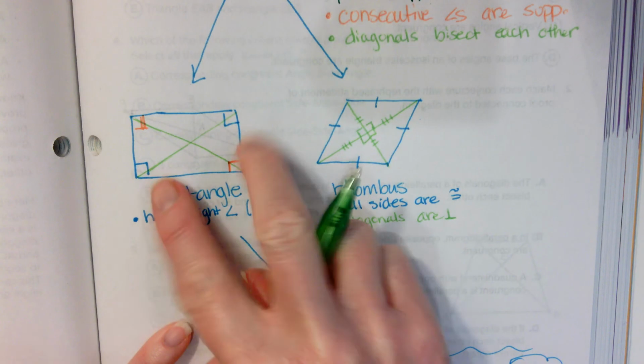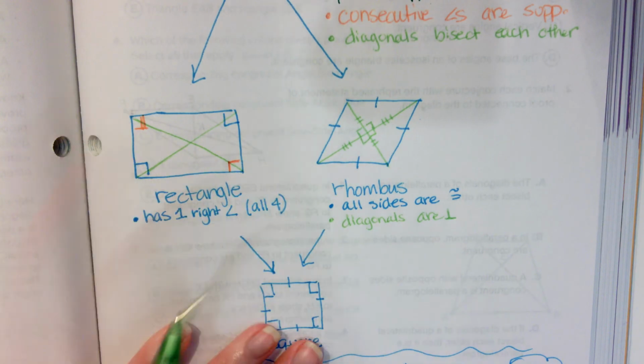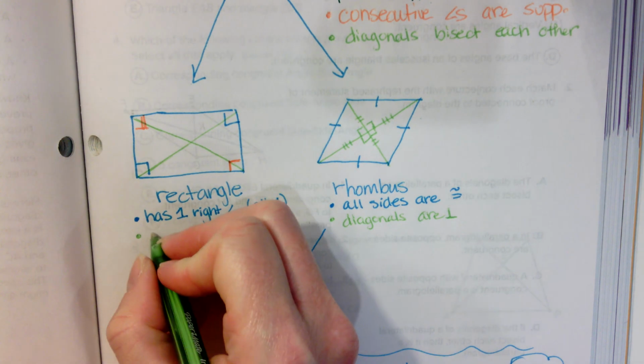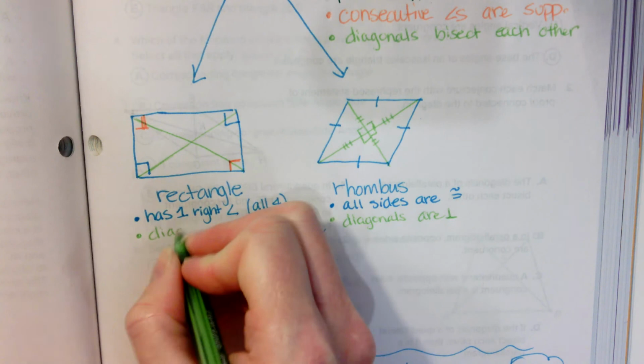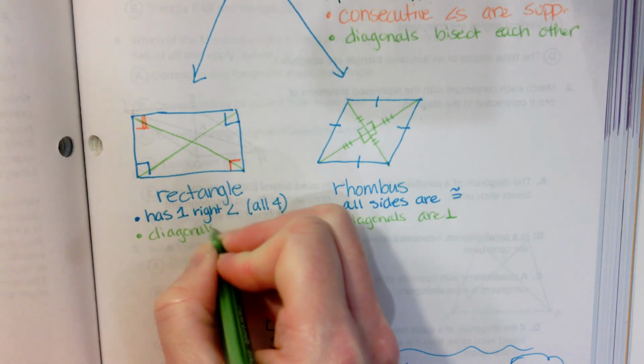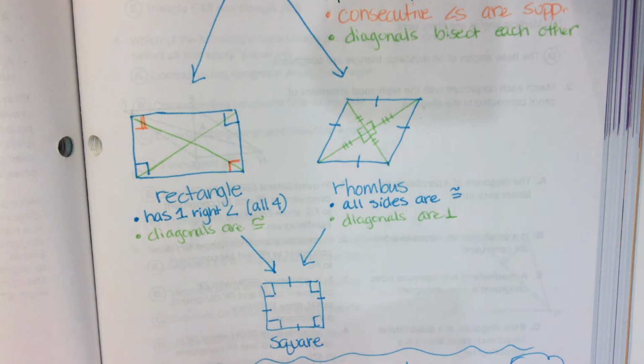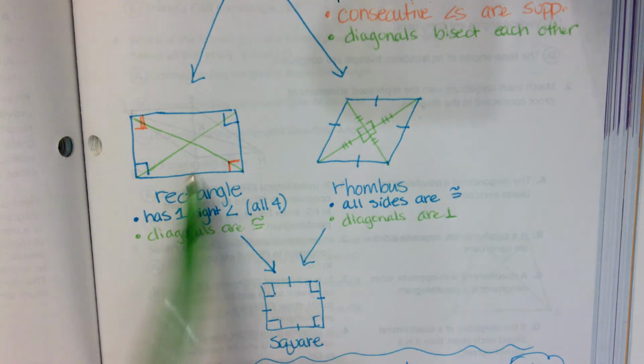However, if you look at my diagonals, in a rectangle, the diagonals are congruent. So if it's a rectangle, my diagonals are congruent. And I can prove that using congruent triangles. And I believe we look at that in one of our lessons.